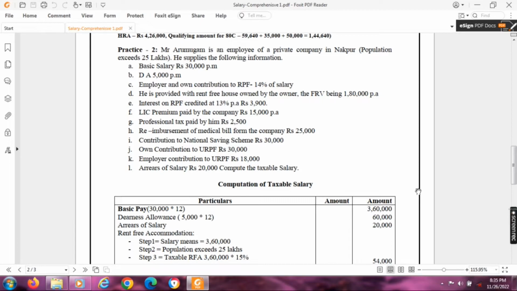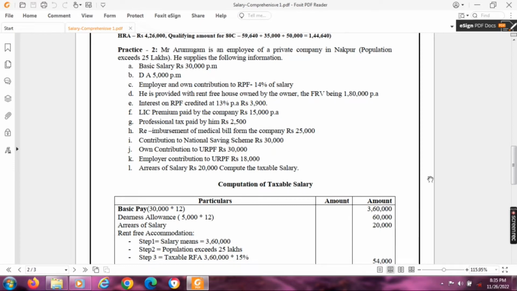And the professional tax paid by him, this amount was qualified for deduction under section 16(3). Reimbursement of medical bill from a company. Contribution to NSS, qualifying for 80C. Own contribution to URPF, this amount will be ignored. Employer contribution to URPF, it was fully taxable. Arrears of salary also fully taxable. In this problem, everything was merged, that means a mingled information, so we have to segregate in our standard format.